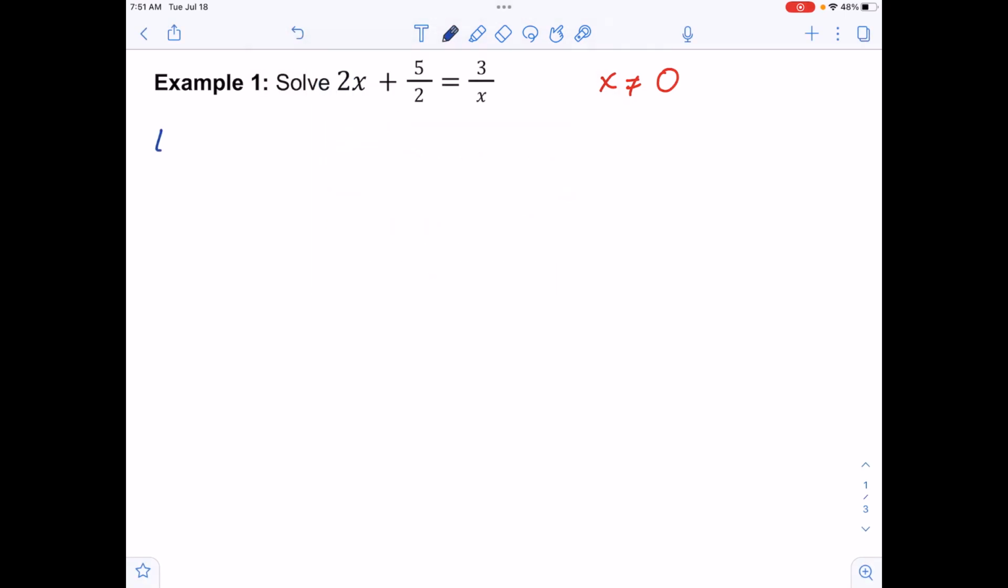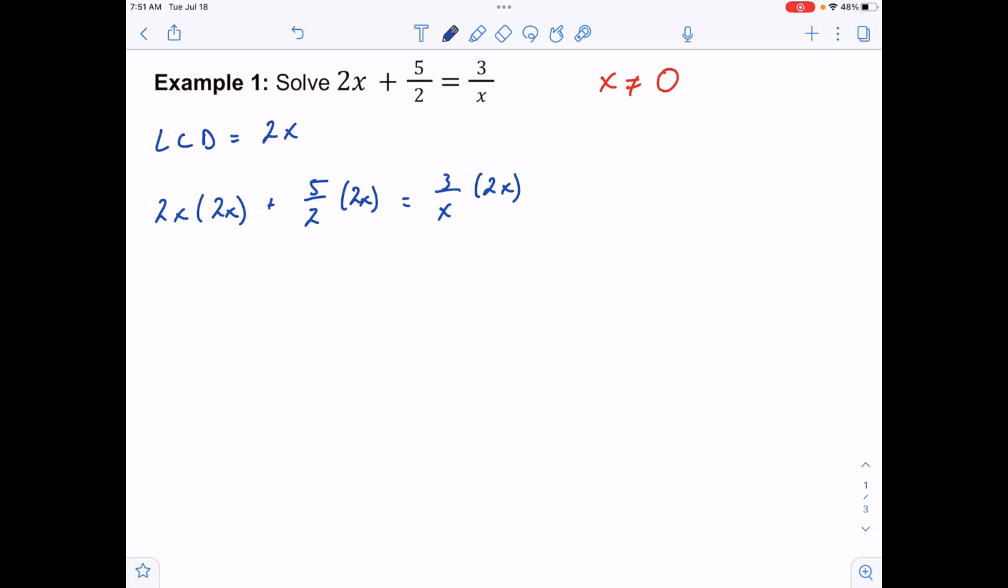All right, my lowest common denominator here, I'm going to be boring, and I'm just going to multiply all the denominators together. We have a 1, a 2, and an x, so my lowest common denominator will be 2x. I now need to multiply every term by 2x, so I'll have 2x times 2x plus 5 over 2 times 2x is equal to 3 over x times 2x.